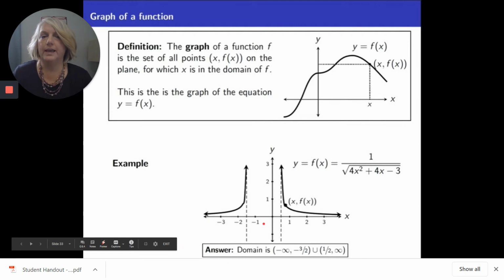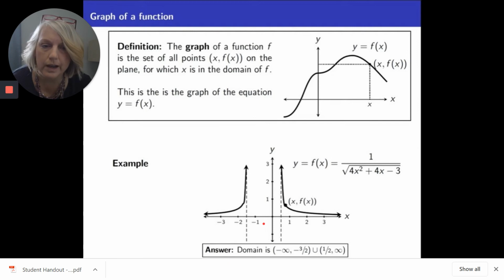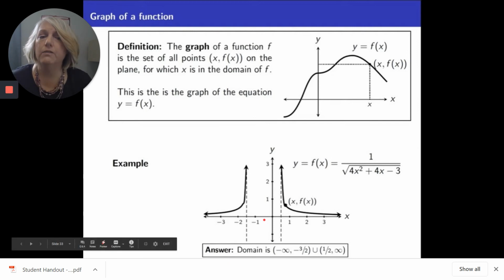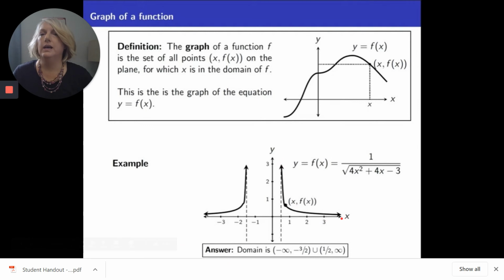So if I did f of 0, I would get undefined, f of 1, or f of -1, and so on. That would be undefined. So anything in this little section has no graph. And then over here, we start again, and we have this. And so the idea is being able to say, for what x values do I have points on the graph for that?